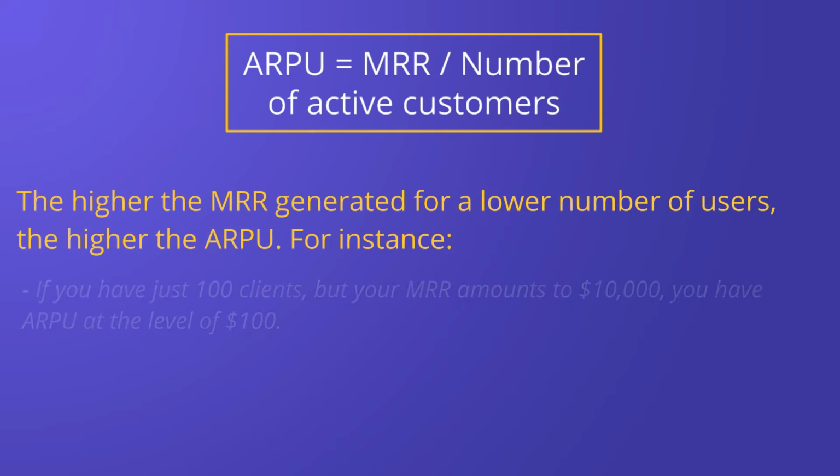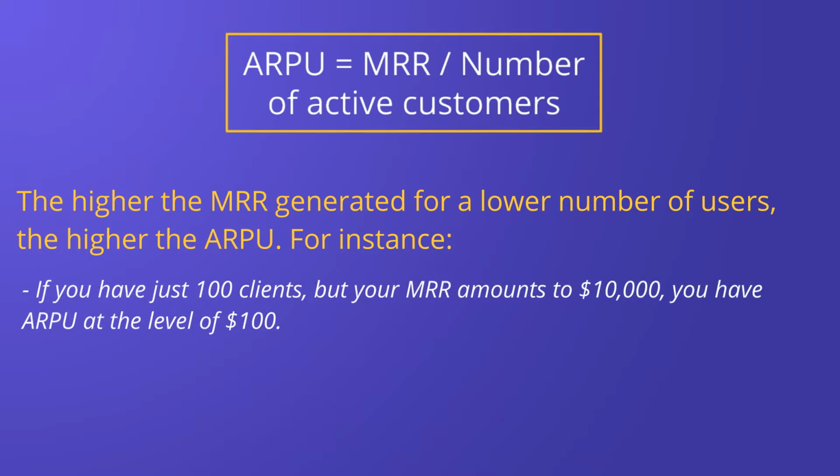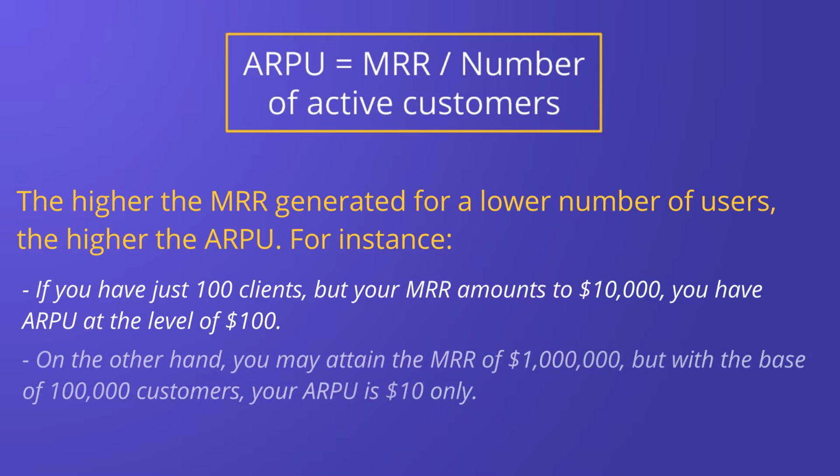For instance, if you have just 100 clients, but your MRR amounts to $10,000, you have ARPU at the level of $100. On the other hand, you may attain the MRR of $1 million, but with the base of 100,000 customers, your ARPU is $10 only.